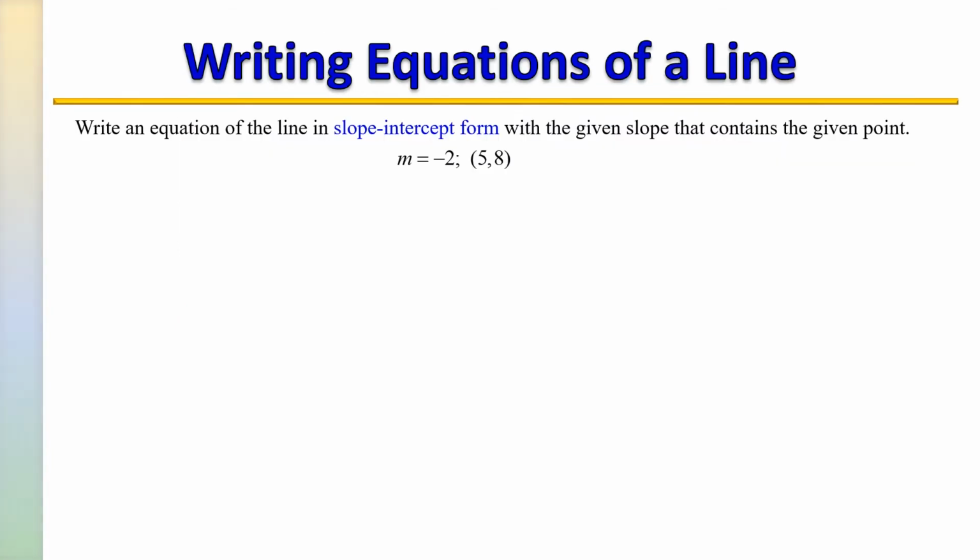Okay, so now that we got all that important information out of the way, let's go ahead and solve a problem. Here we're asked to write an equation of the line in slope-intercept form with the given slope that contains the given point. So our given slope is -2, because you see here italicized m represents your slope. We were also given an ordered pair. Our ordered pair is (5, 8).